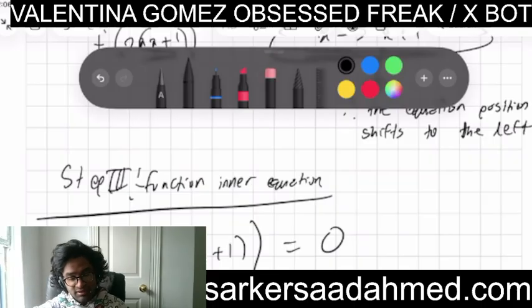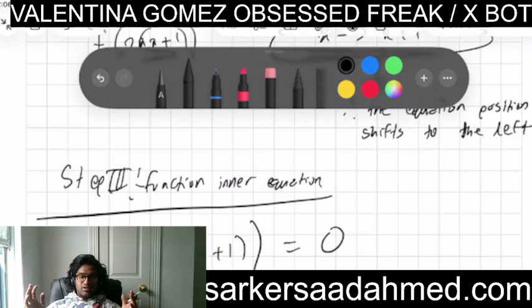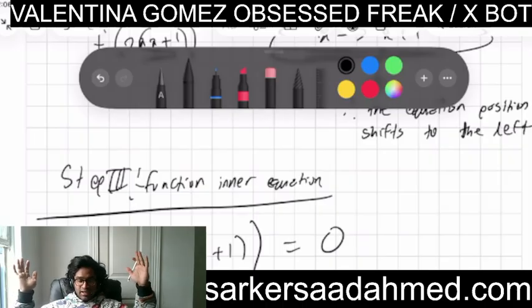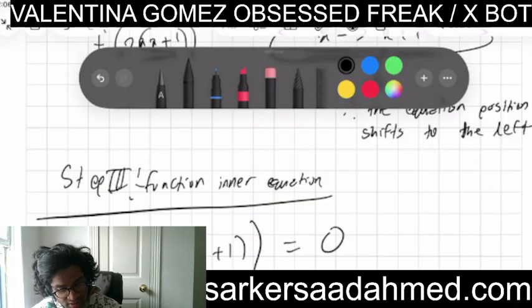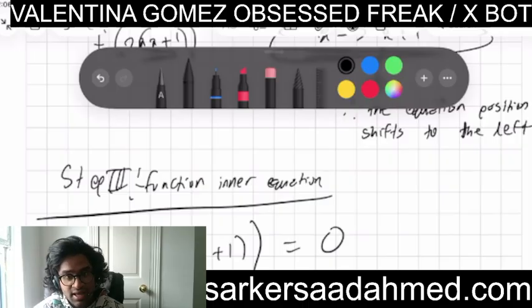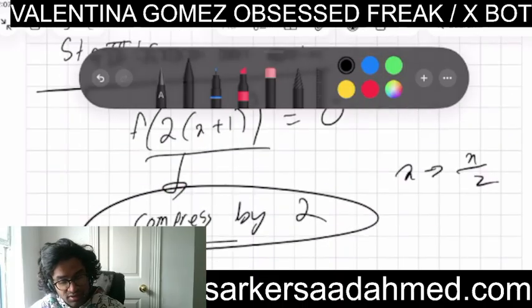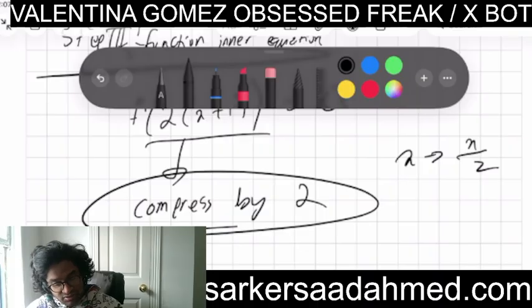This equation has a factor of 2 in horizontal scale. So if it enlarges by 2, it's going to compress. So it's going to enlarge by half, right? So this will compress by 2. You're going to go from x to x by 2, because it compresses by 2. And now we apply the function.